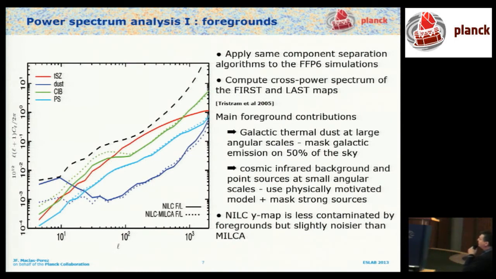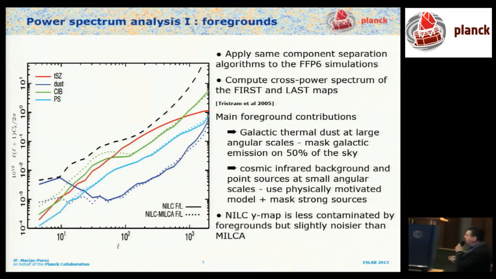The following thing we did was to check on foregrounds. For this, we applied the same component separation to the FFP6 simulations and looked at the results. We computed the power spectrum between the first and last maps. These are the maps computed from the first part of the Planck rings and from the last part of the Planck rings. The good thing about that is that noise is uncorrelated between the two, and then we can reveal systematics, for example.